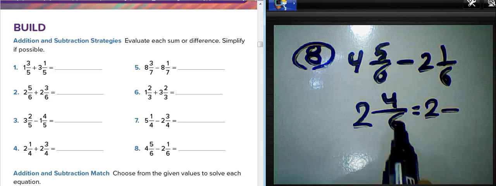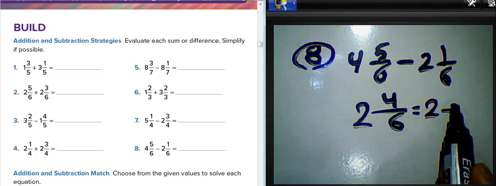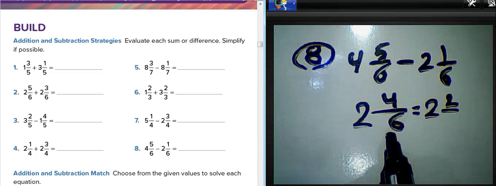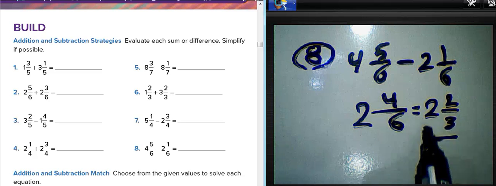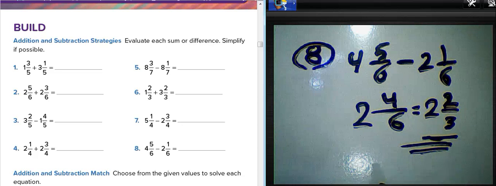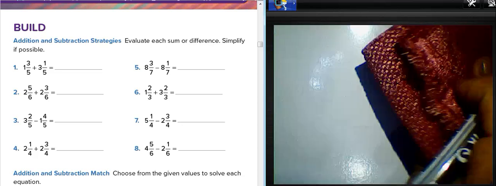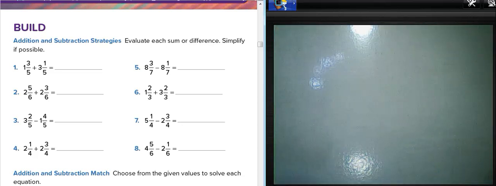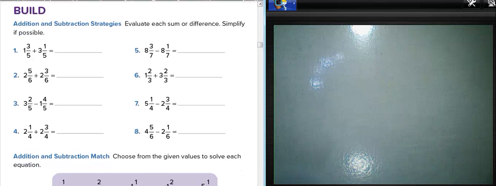And then we can simplify it. 4 over 6, we can divide by 2. 4 divided by 2 equals 2, 6 divided by 2 equals 3. Then the result will be 2 and 2 over 3. Okay, understood, my students? Okay, next page, look with me.